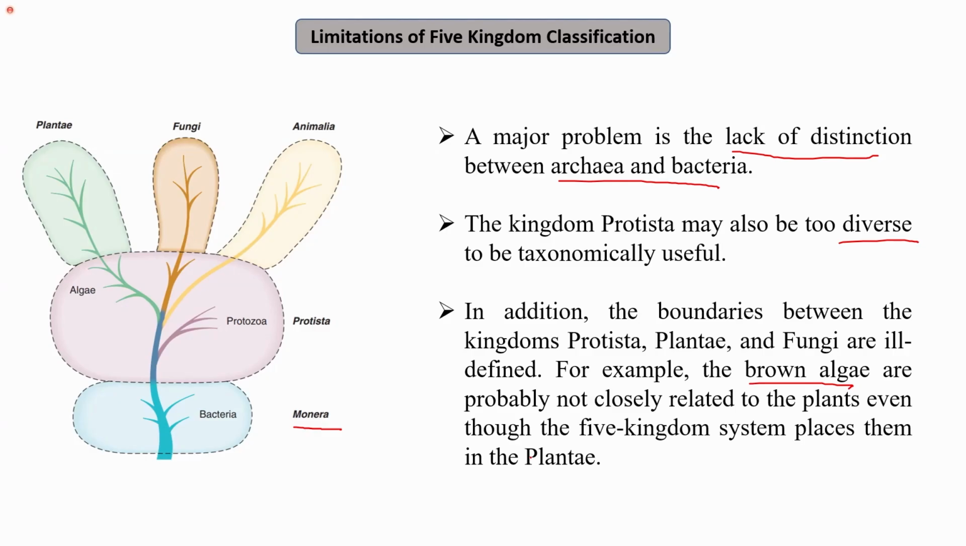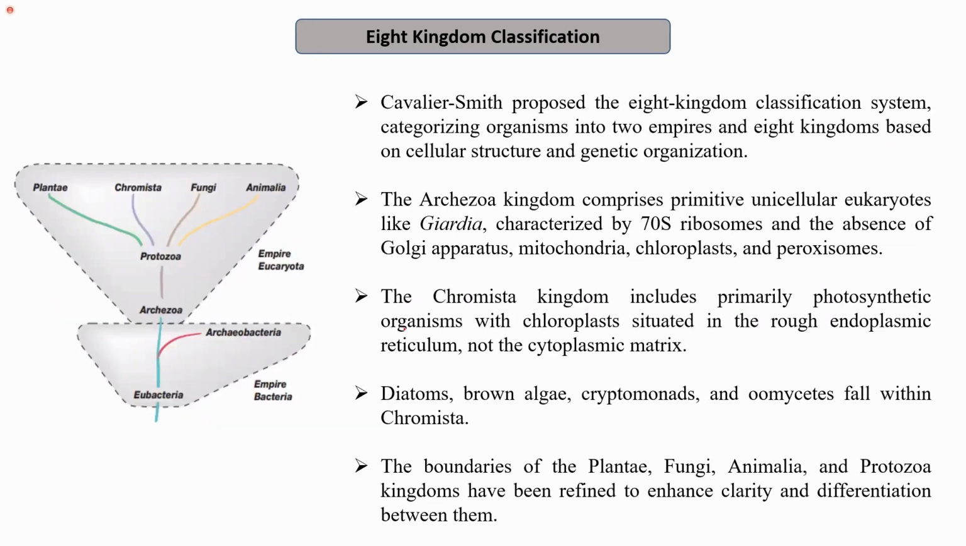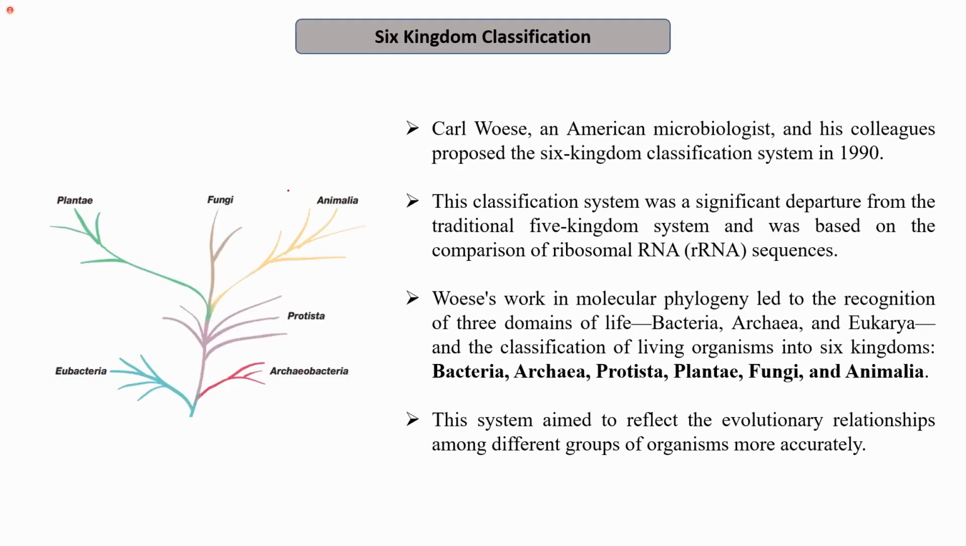After this 5 kingdom classification, all the lectures will focus on the 5 kingdom classification only, but just for the sake of knowledge, whatever advancement has taken place in this biological classification system, I will be telling you about the 6 kingdom classification and 8 kingdom classification as well. This 6 kingdom classification was put forward by Carl Woese. The 5 kingdom classification was put forward by R.H. Whittaker. Before that, we learned about the 3 kingdom classification and 2 kingdom classification.